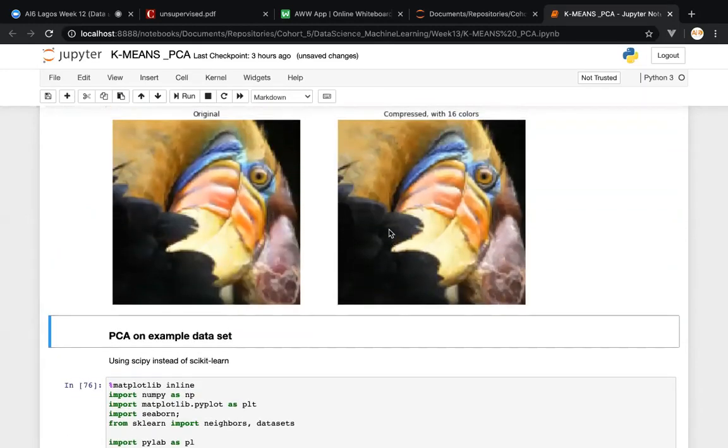So that's it for k-means. What I want you guys to do is take any picture that you like, a picture of yourself, and see what happens when you compress it using the k-means algorithm, right?